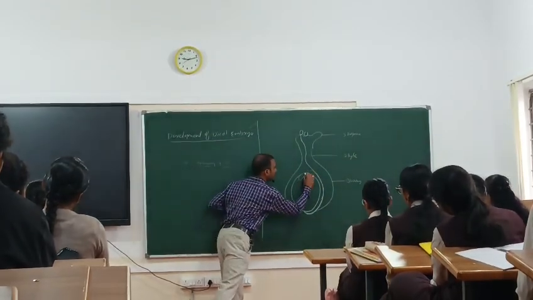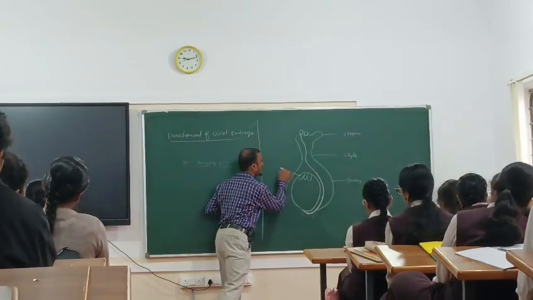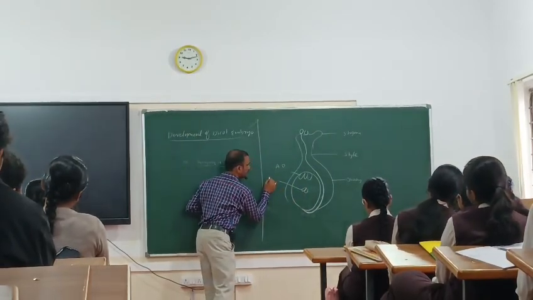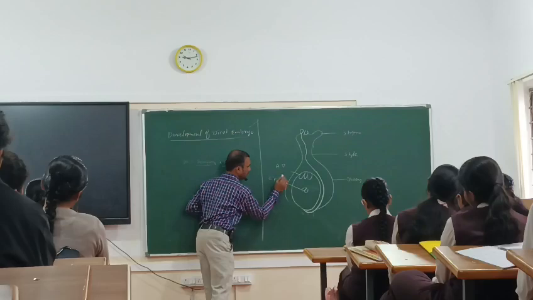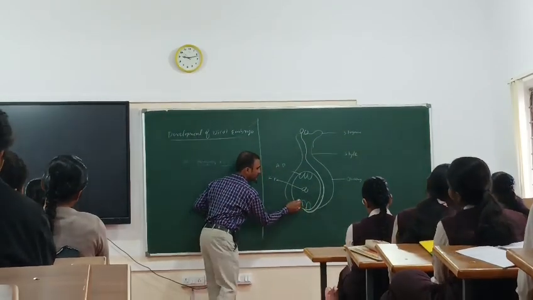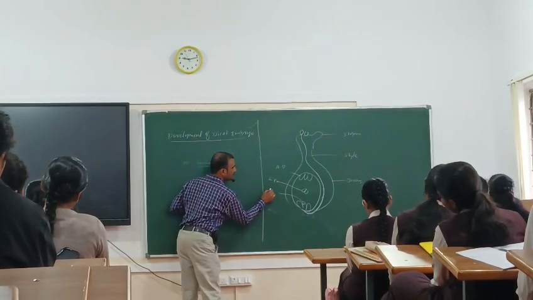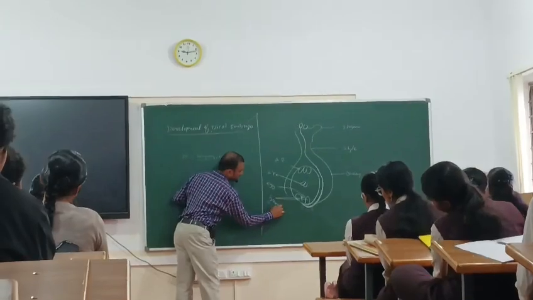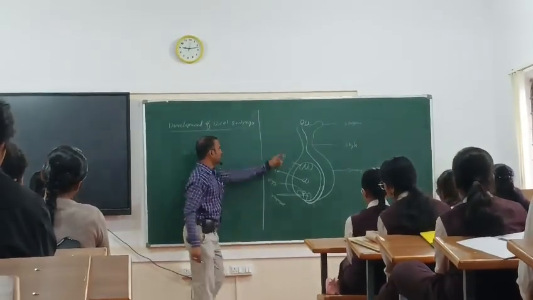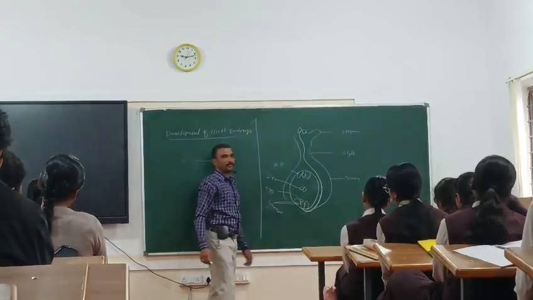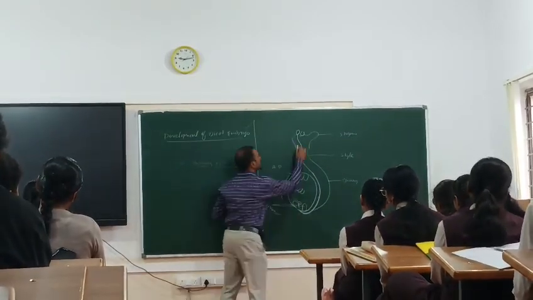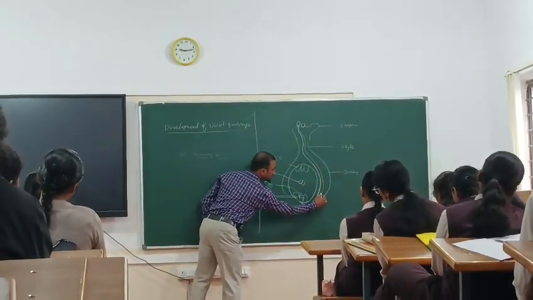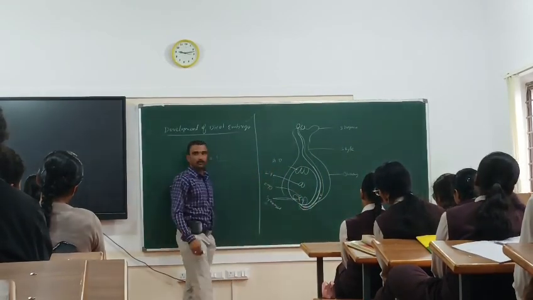Then what is this part? It is the antipodal cells. Then these two are the secondary polar nuclei. Next down there are three cells. The middle is the egg, and these two are synergids. Okay, now this pollen tube carries how many male gametes? Two male gametes, right? So these two male gametes enter into the ovule.